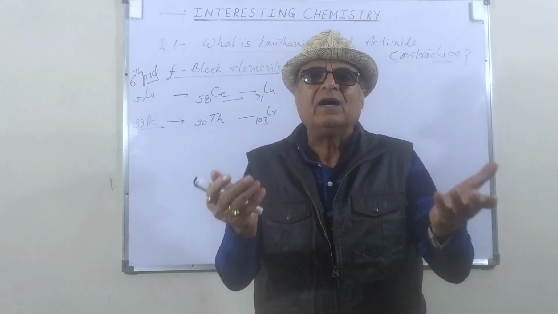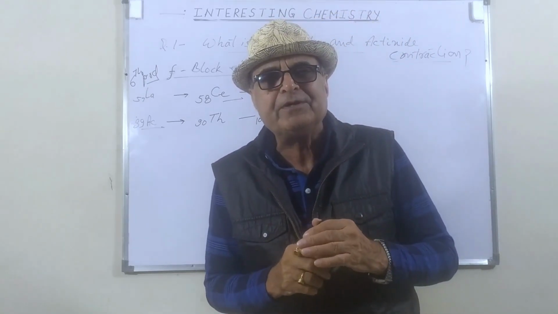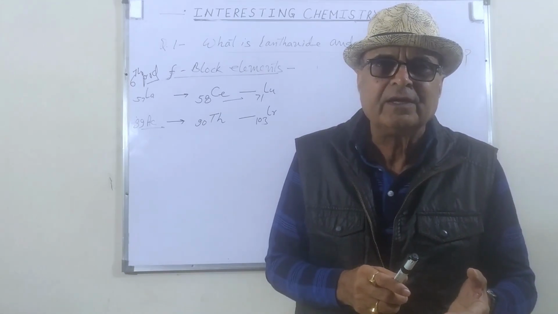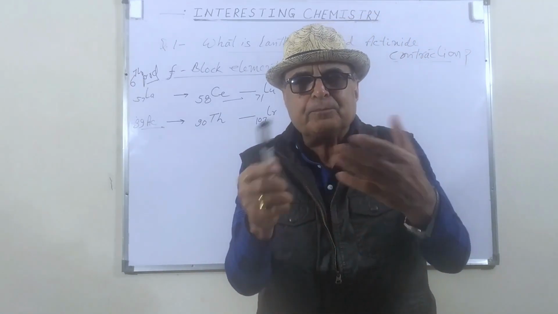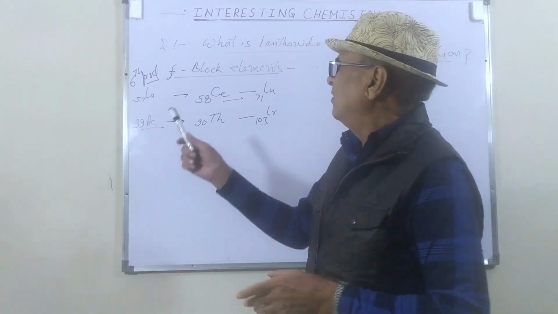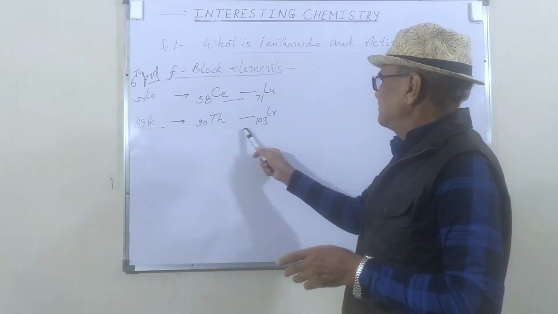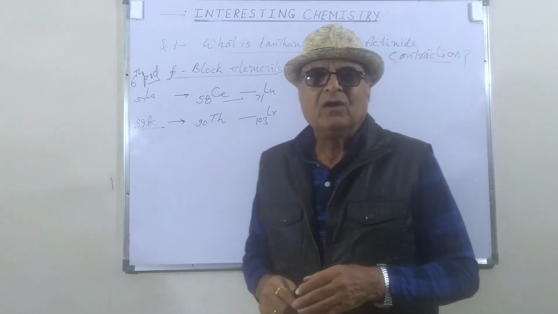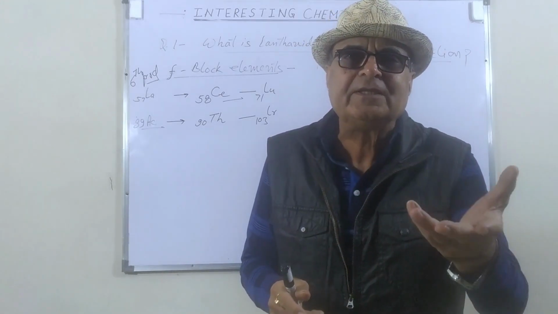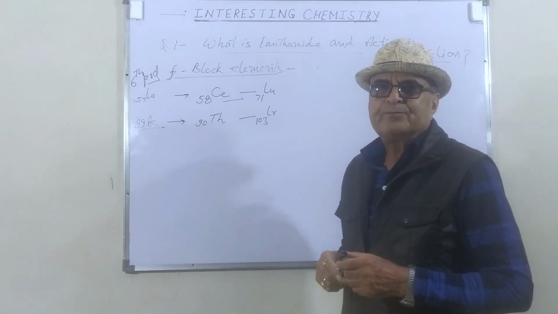elements of the F block. As you know, there are two types of elements called actinides and lanthanides. The 14 elements that are placed in the periodic table after lanthanum are called lanthanides, and the 14 elements placed in the periodic table after actinium are called actinides.